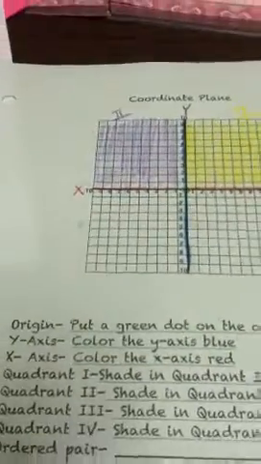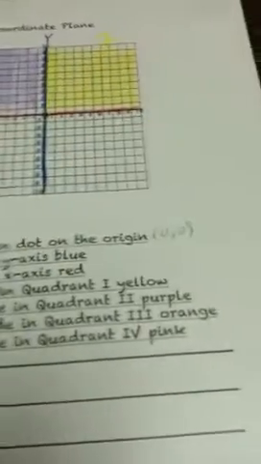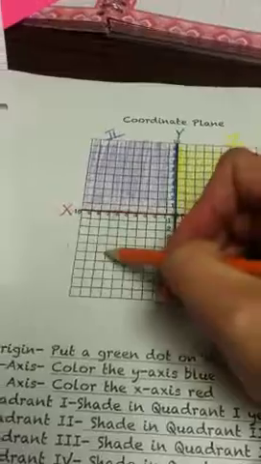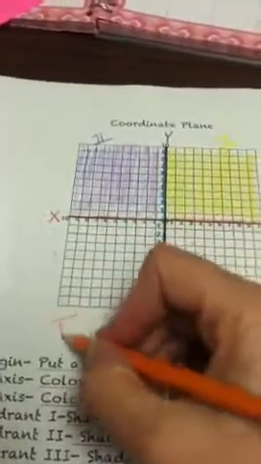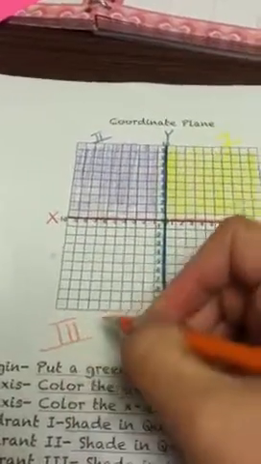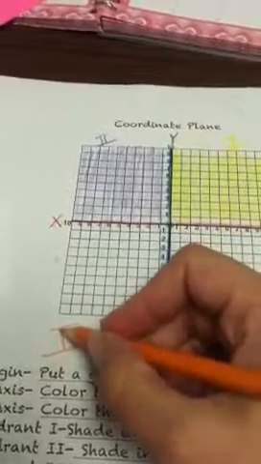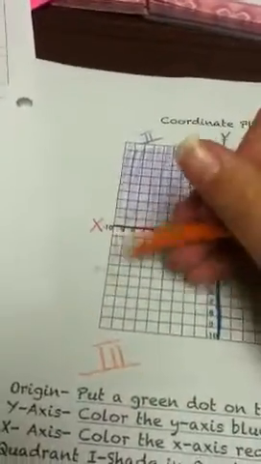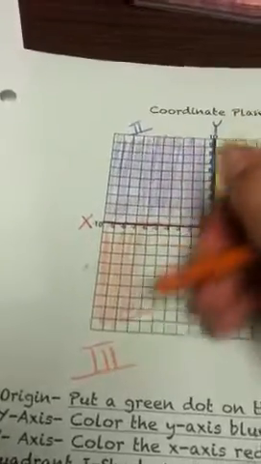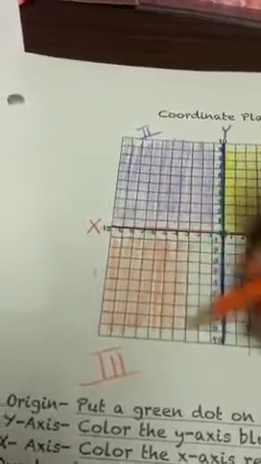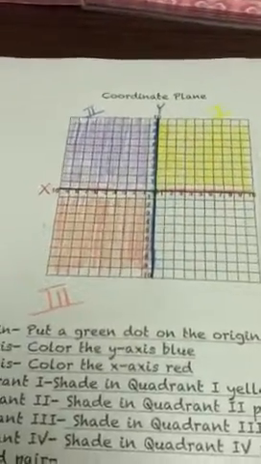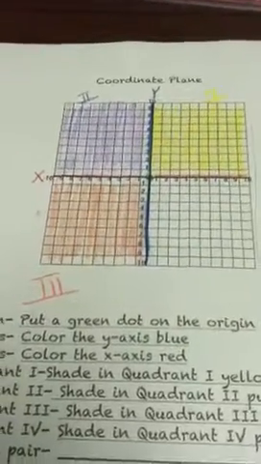So if I was to ask you where would quadrant 3 be, where you're coloring in orange, you would move counterclockwise. So quadrant 3 is right down here. And quadrant 3's Roman numerals is just 1, 2, 3 with a line over it to stand for quadrant 3. And we're going to color that orange. So please take your orange pencil and color it orange.